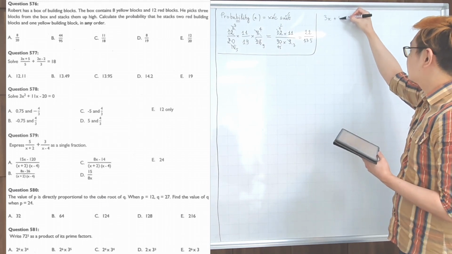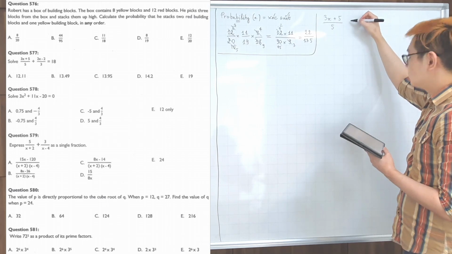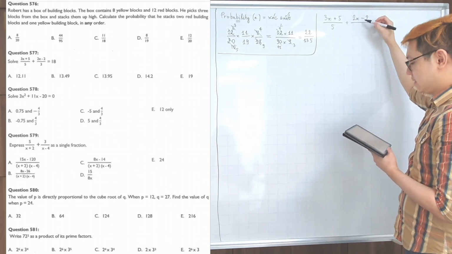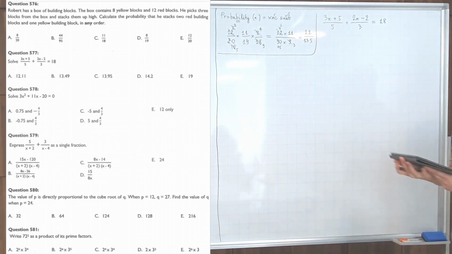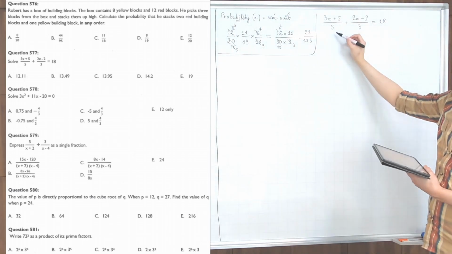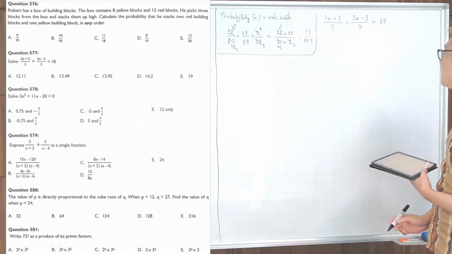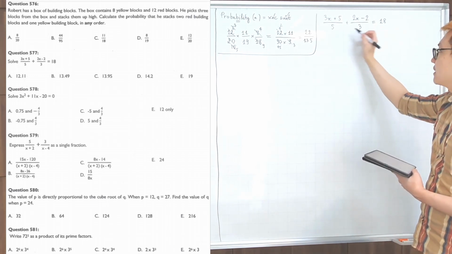3x plus 5 divided by 5, plus 2x minus 2 divided by 3 equal to 18. How can you solve this? Yes, you have to make the denominators the same. You have to make the denominator the same. So you have to times 3 here, times 5 here.